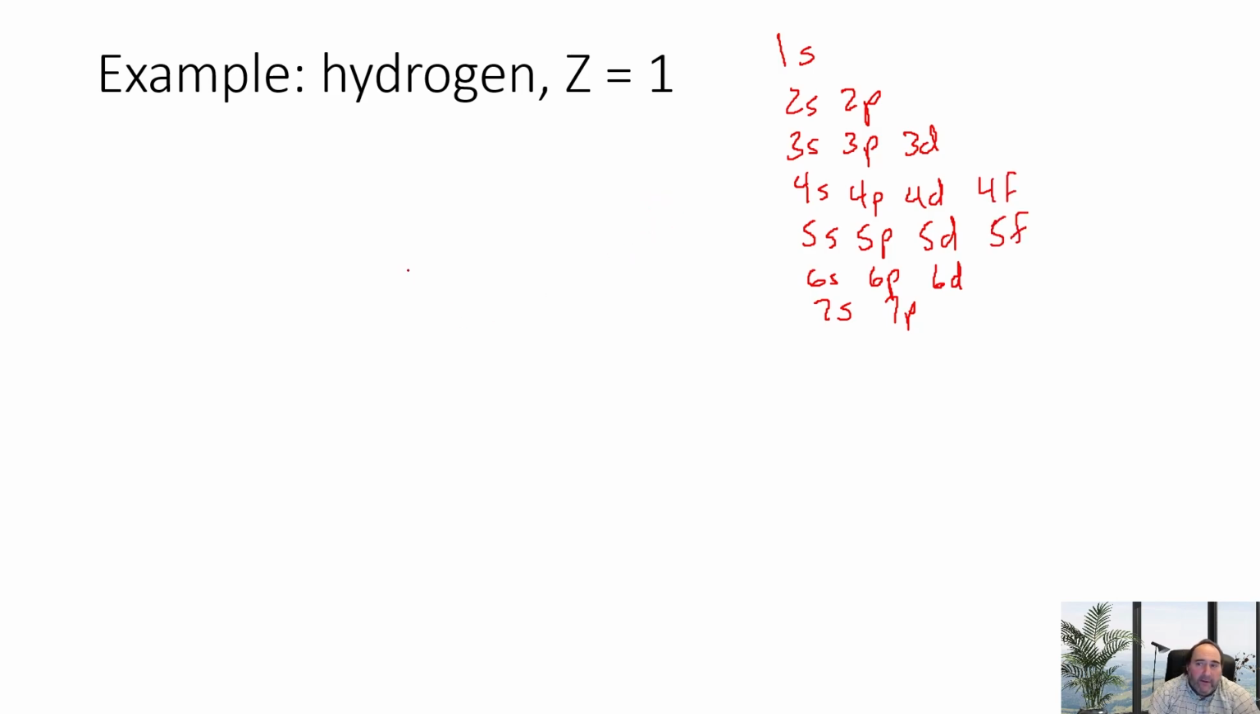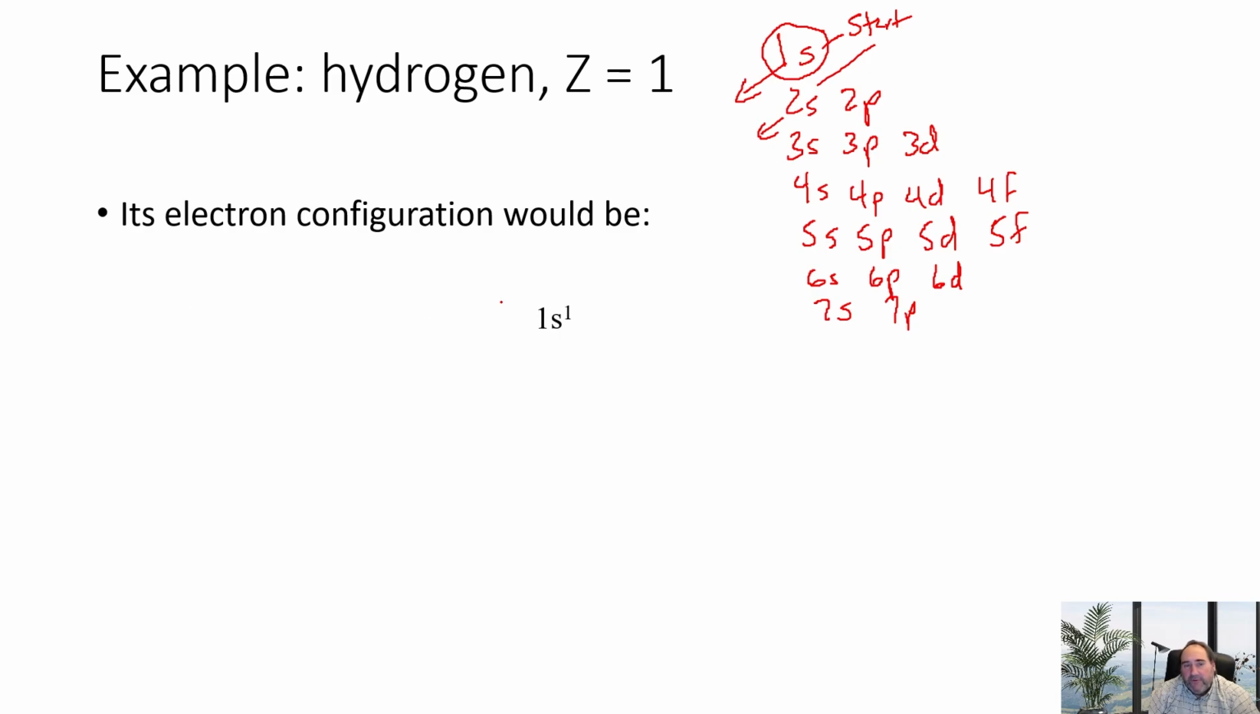All right, so here we're going to start with our electron configuration. Once again, we always start up here and we follow the arrows. So we're going to come right about there. And that means that our electron configuration here for hydrogen would be 1s1. And that is how you say it, and that is how you write it.